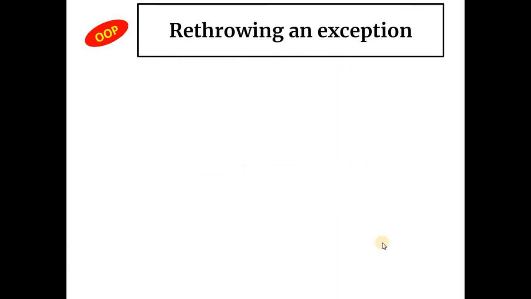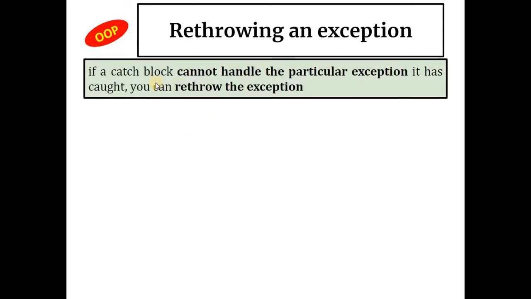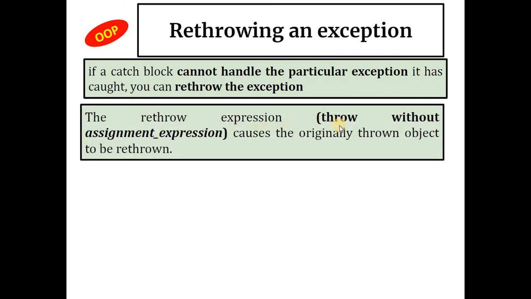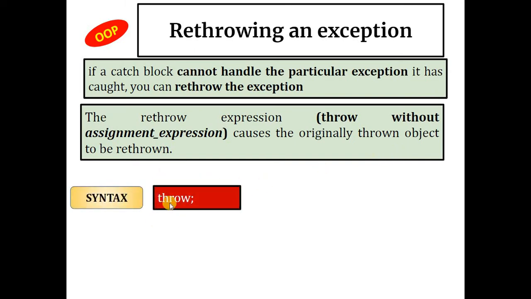Now we will see how to rethrow an exception. If an exception is thrown by a particular try block and the catch doesn't want to handle this exception, the catch can again rethrow the exception. But there is a syntax to rethrow an exception. If a catch block cannot handle the particular exception it has got, you can rethrow the exception. The rethrow is actually a throw without an assignment expression, which causes the original thrown object to be rethrown. You just have to write throw, semicolon, without any assignment expression.